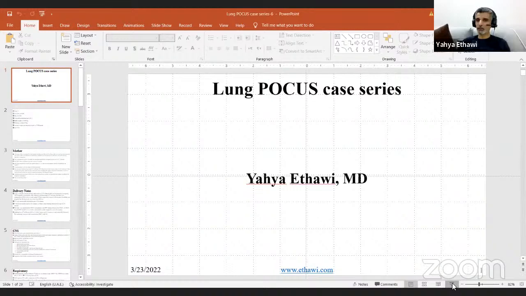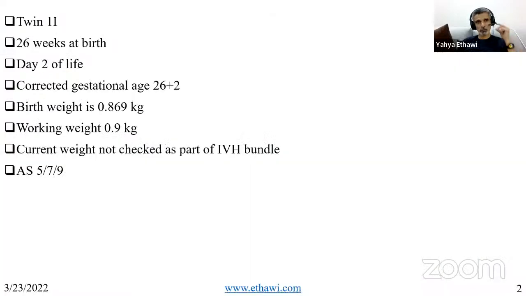So when I present, I like it very detailed. So we have a twin 2, 26 weeks at birth, day 2 of life now, corrected 26 plus 2. Birth weight is 0.869, working weight is 0.9. Current weight on day 2 is not checked because we practice the IVH bundle. The Apgar score is 5, 7, and 9.